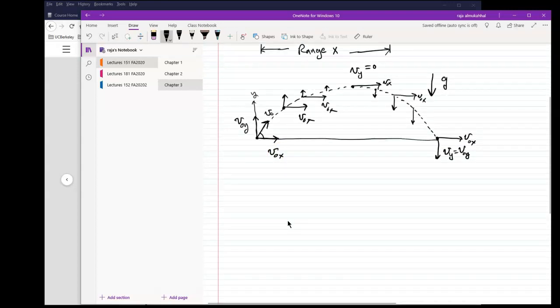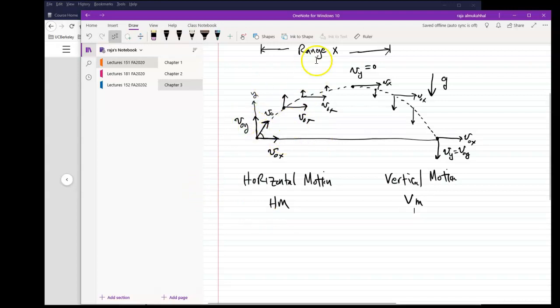Now, here we have basically two motions. One, we refer to as horizontal motion. Horizontal, I'll write it down again. I like to call it HM. And then we have vertical motion, VM. Okay? Now, the vertical motion, which is basically in the y direction, is working with g or against g, depending on where the object is along the path. You see what I'm saying?